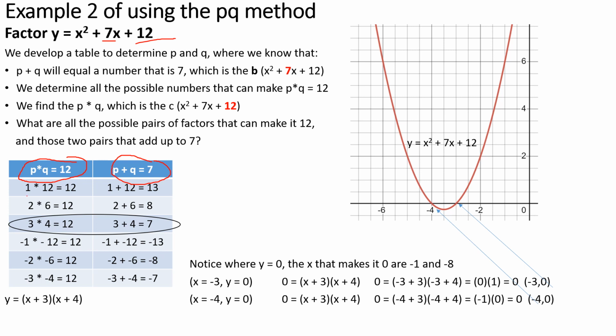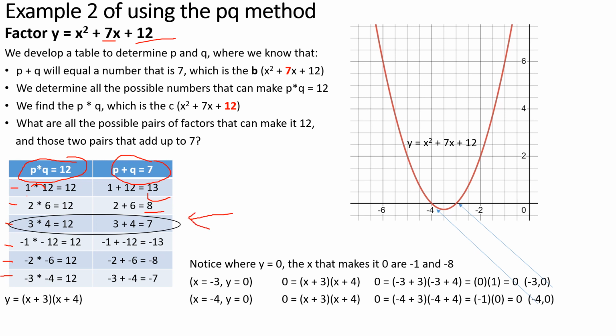1 times 12 is 12. 2 times 6 is 12. 3 times 4 is 12. Negative 1 times negative 12 is 12. Negative 2 times negative 6 is 12. Negative 3 times negative 4 is 12. I'm going to add all those up now. 1 plus 12 is 13. Well, that's not 7. 2 plus 6 is 8. That's not 7. 3 plus 4 is 7. I'm going to stop right there. I showed you all of them, but we only go as far as we need to.